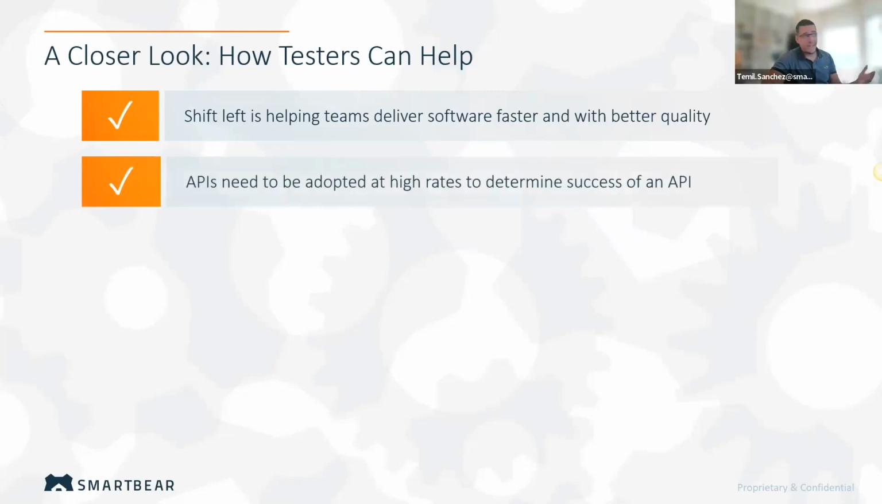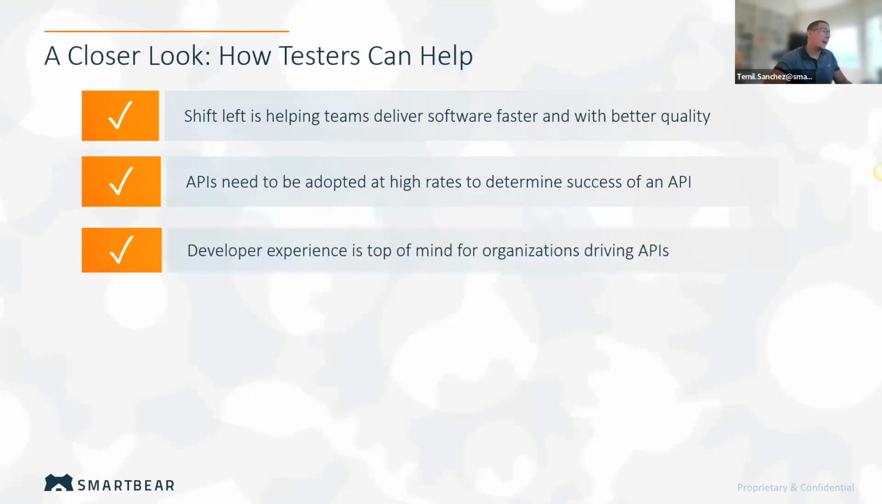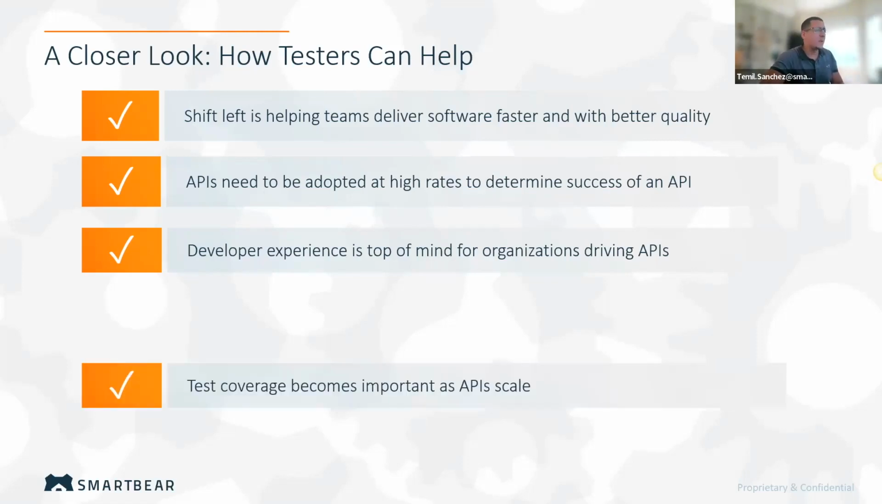Again, as we saw in the data, APIs need to be adopted at a higher rate to determine success. So this is a huge opportunity for exploration to take place, and again, ensuring that you're delivering the right type of API to be consumed. Developer experience is top of mind. APIs are built so that developers can consume them and make their lives easier. So making sure that you're driving quality in these APIs is really important so developers can go on with their day.